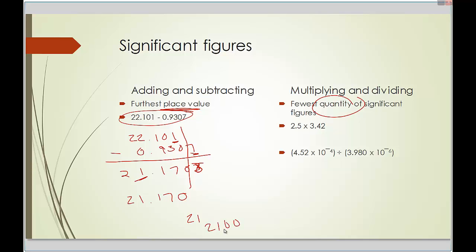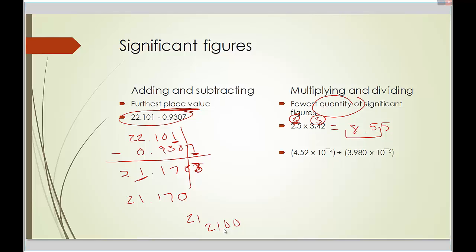Alright, so for multiplying and dividing, you're going to count the number of significant figures in each number. So 2.5 times 3.42 comes out to be 8.55 when you put it in the calculator. There's 2 numbers here, and there's 3 numbers here. You're going to take the fewer of the 2. So there should be only 2 numbers in your final answer. So your final answer is going to be 8.5.